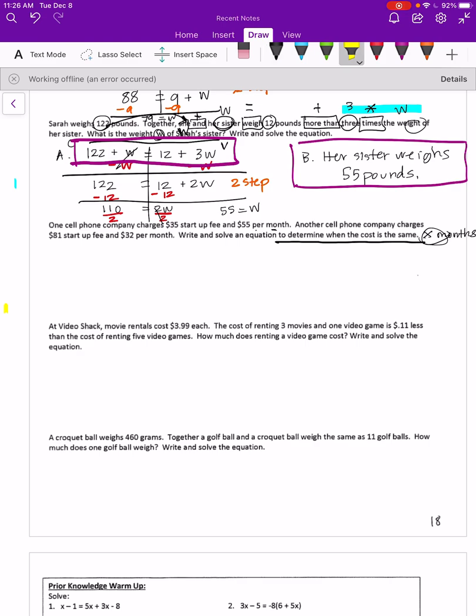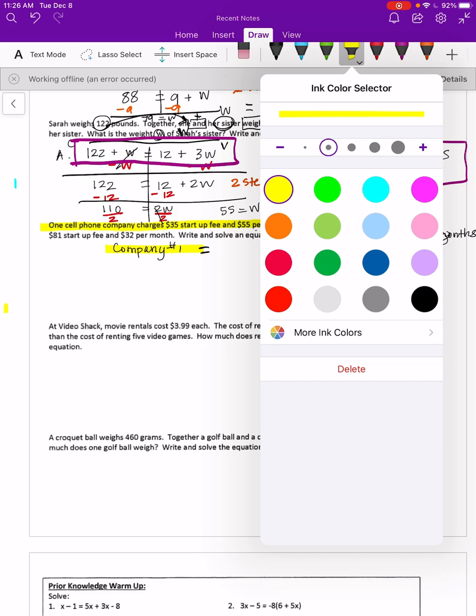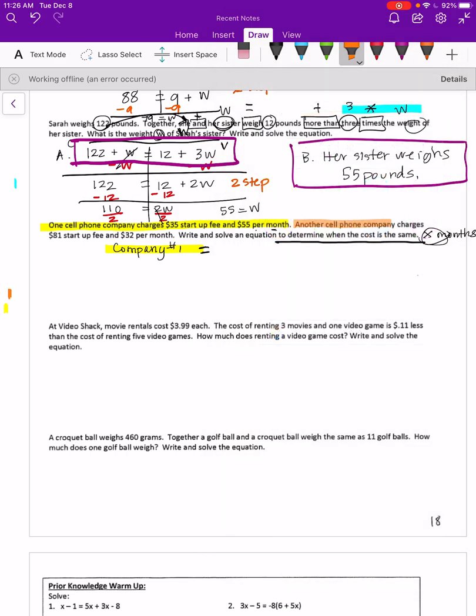So now I'm going to highlight. Here's one cell phone company. Everything that you need for that cell phone company is in yellow. So I'm going to put right over here in yellow, company number 1. A lot of them get set up with this company number 1, and it's always going to be versus or equal. And then I'm going to pull up my company number 2. So over here is going to be company number 2. Okay, so line down the center.